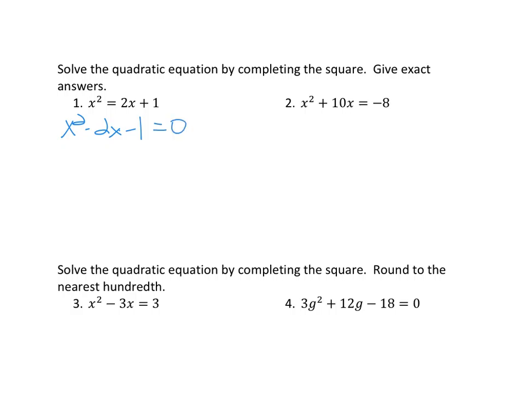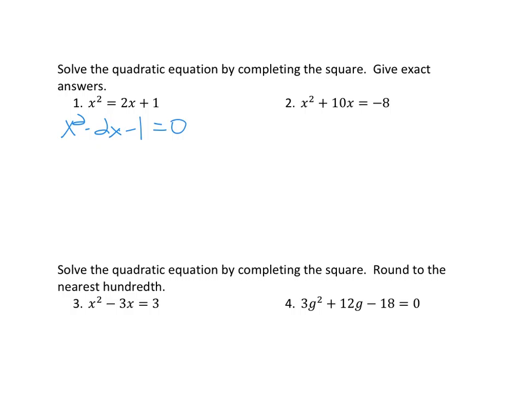Now before you do anything else, you always want to check to see if you can factor, because if you can factor this, then that's what we're going to want to do. But there's nothing that multiplies to -1 and adds to -2. It just doesn't work that way, because the only thing that multiplies to -1 is -1 and +1, so that obviously isn't going to add to -2. So because we can't factor, now we're going to start the completing the square process.